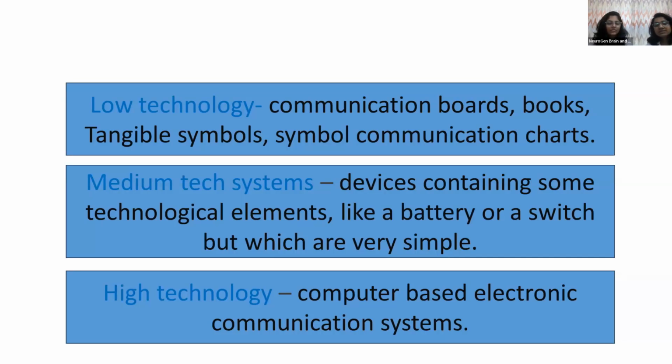The next one would be the medium tech system, where the device would be just like the low tech device, but with some technological elements like a battery or a switch, and it would be easier for them to function when compared to the high technology. And high technology would be the tablets that we use, or it could be on the mobile phone. So it's going to be a computer-based electronic communication system.